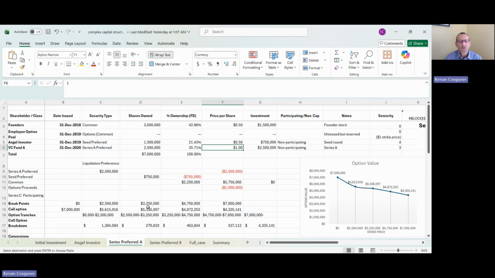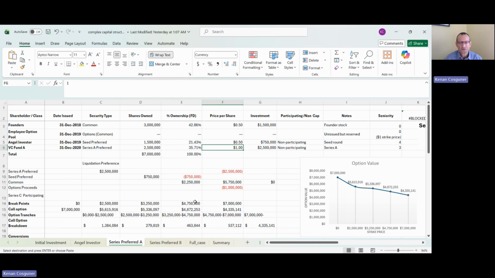At $3,250,000, common equity value is 0. Now, the common equity investor will benefit from any increase in the exit value. Next breakpoint will be $4,750,000. At this point, common equity price per share is 0.5.